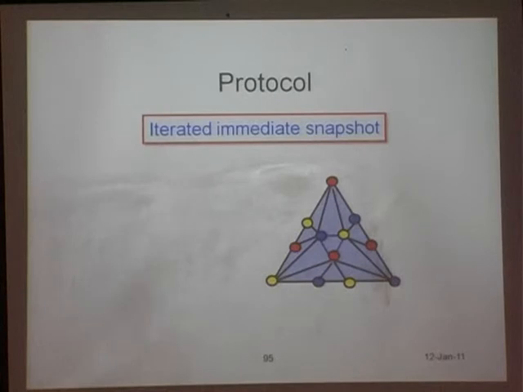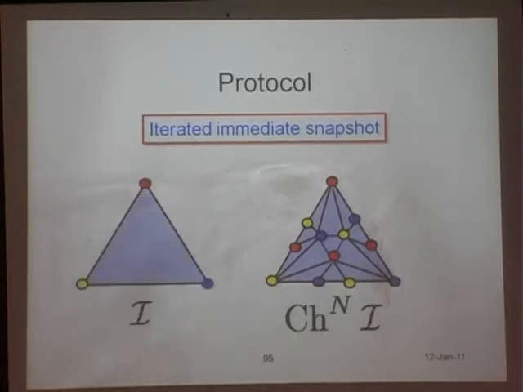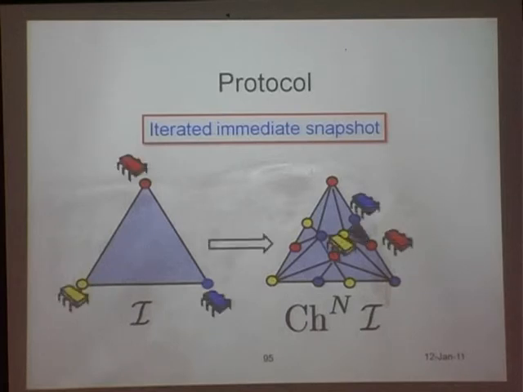And the protocol is iterated immediate snapshot. Everybody starts out on the vertexes of a simplex. We look at the chromatic subdivision, and eventually they all converge on some piece of that, and then we're done.